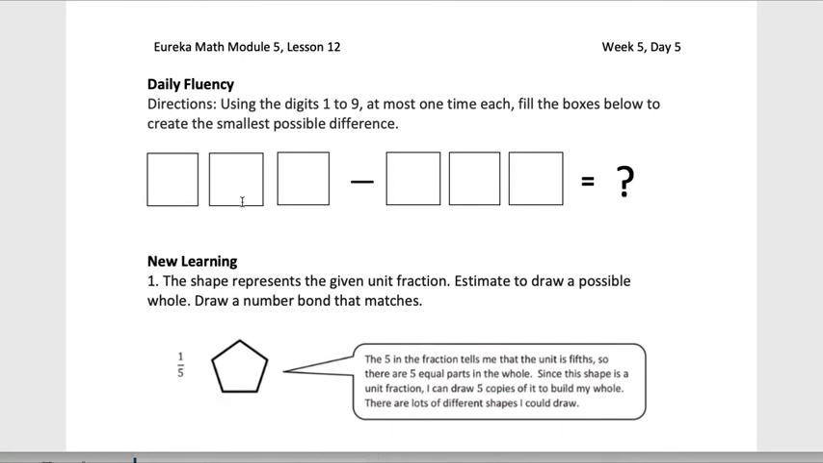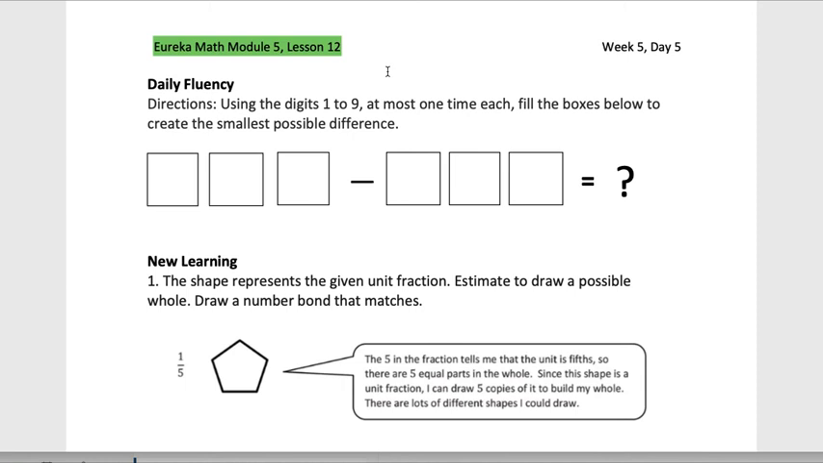Now, our very last lesson of week 5 is lesson 12. Once again, if you need more help working through some of this, I do highly recommend working through Zearn. If you are not able to access Zearn, as always, you can contact me and I can help you work through it a little more in depth.